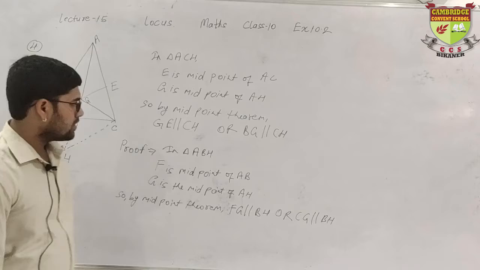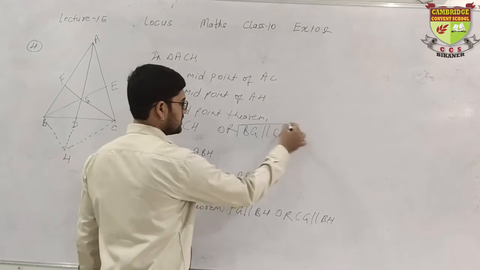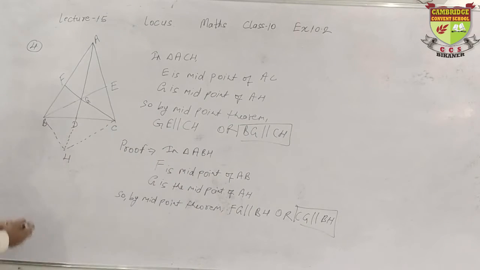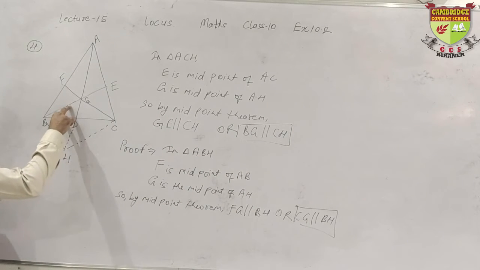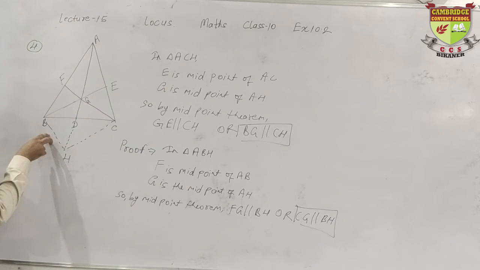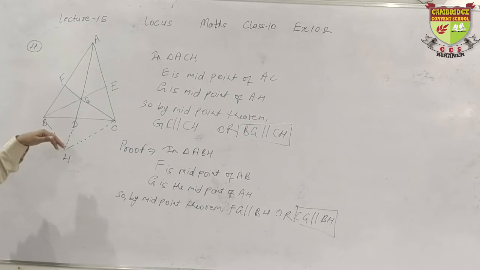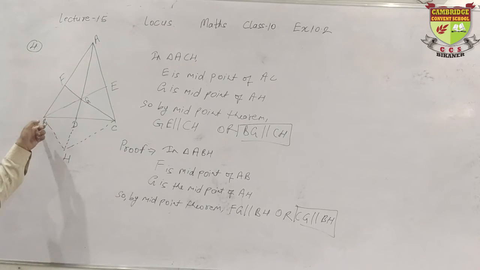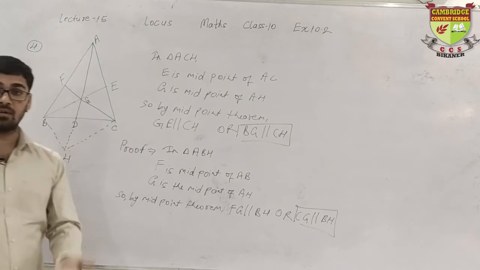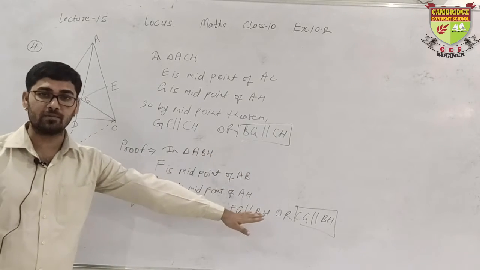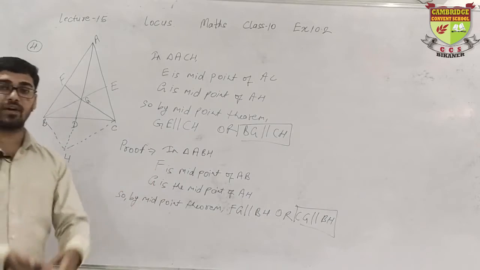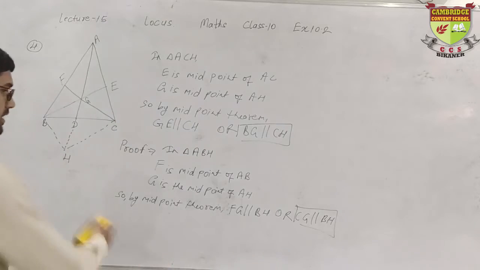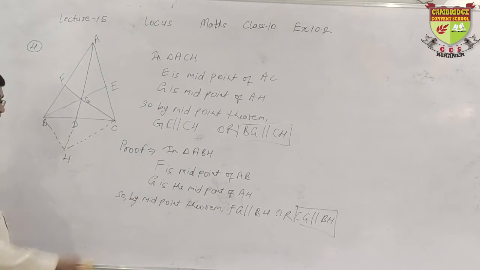Now students see, because of this and this, what do these both things say? CH is parallel to BG and CG is parallel to BH, right? So that means opposite sides are parallel. If opposite sides are parallel, that means this BGCH is a parallelogram, right? Because both these statements say that opposite lines are parallel, and where opposite lines are parallel, it is a parallelogram obviously. So we can write, I will have to erase this, you can note it.